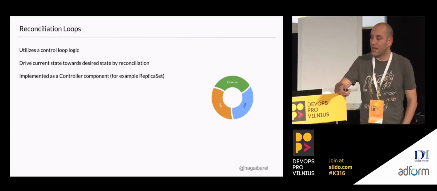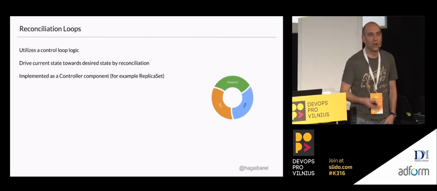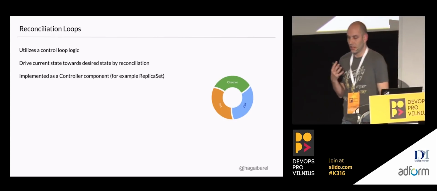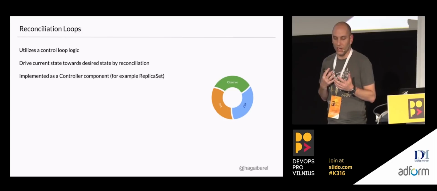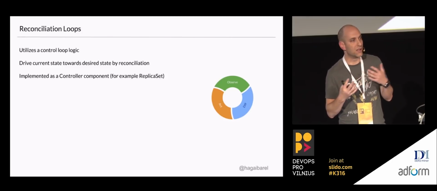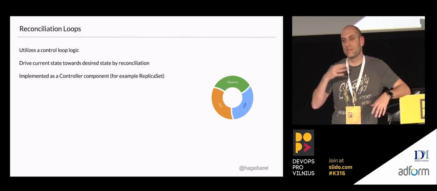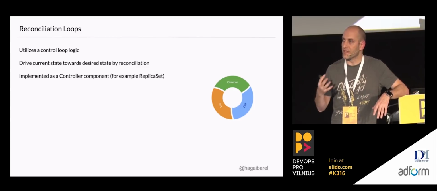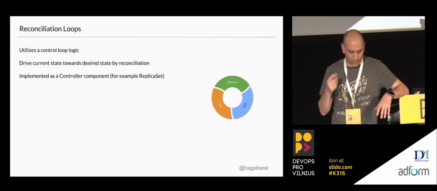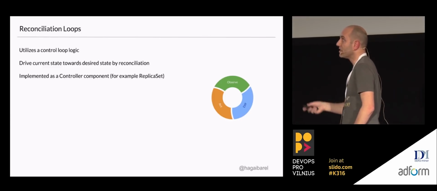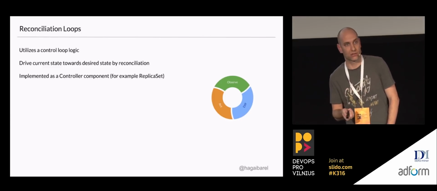All right, the idea of the reconciliation loop. This is actually a control loop. The idea is you always want to compare reality with the desired state. You have your current state, you have your desired state, and you always strive to resolve the differences between those two states, meaning you want to do a reconciliation, right?